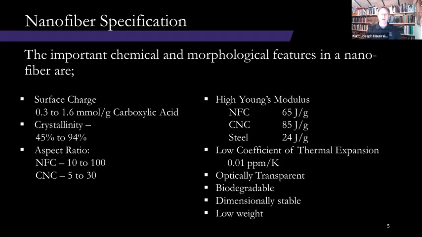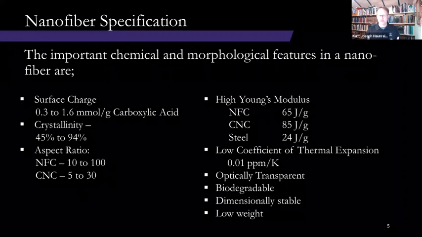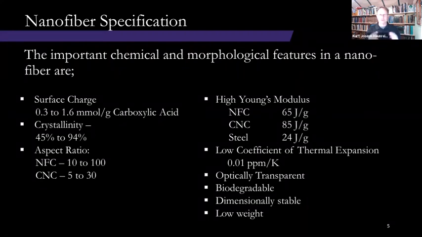Now, physical properties are also specified. Young's modulus is how tough or elastic the material is. If you look at a stress strain curve, you're all familiar with that. The elastic modulus is the point before you get beyond the plastic region. The elastic modulus for NFC and CNC is quite high, 65 to 85 joules per gram. To compare that to steel, steel is only 24 joules per gram. This makes this material very attractive for use in composites.